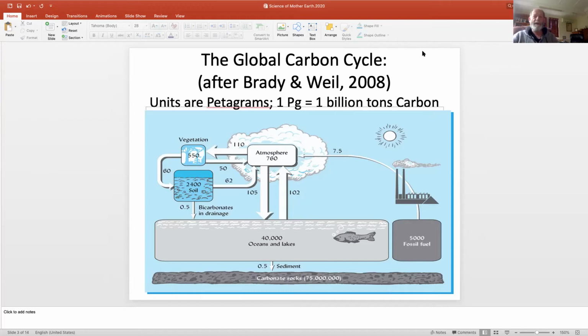Now I'm going to be talking about petagrams as the units of carbon, and a petagram is an enormous unit. 1 billion tons of carbon is 1 petagram. So when you look at the total amount of carbon produced every year by factories and motor cars and put into the atmosphere, it's about 7.5 billion tons that goes into the atmosphere every year. Unfortunately, the atmosphere is getting more and more carbon, so much so that 105 petagrams falls out into the sea every year, but about 102 petagrams evaporates in the form of carbon dioxide from the sea. So each year, about 3 petagrams of carbon fall into the sea in terms of the net balance.